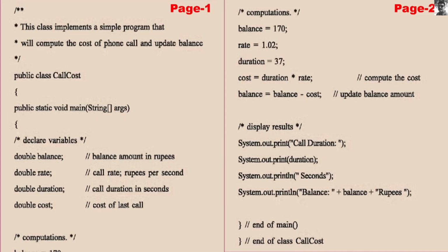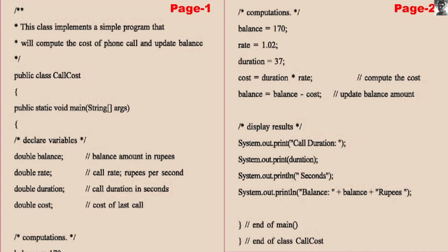Then System.out.print call duration within inverted commas. System.out.print duration without inverted commas. Call duration is written within inverted commas, so it will be printed as it is on screen: CALL space DURATION colon and a blank space. But the second line, System.out.print duration, is written without inverted commas, so the program will look for the value stored in duration.